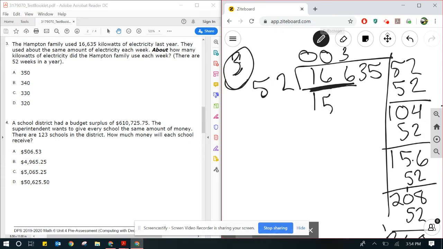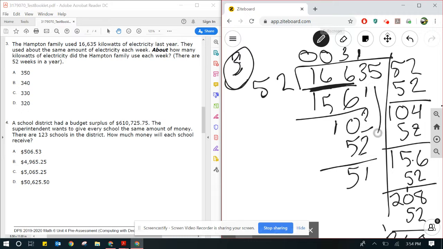That's 156. And 6 minus 6 is 0. 6 minus 5 is 1. Bring this 3 down. Wow, that's so much easier. 104 is too big, so we go back to 52. And so that's going to be 3, 1 time. 1 times 52 is 52. 3 minus 2 is 1. 10 minus 5 is 5. I bring my 5 down.